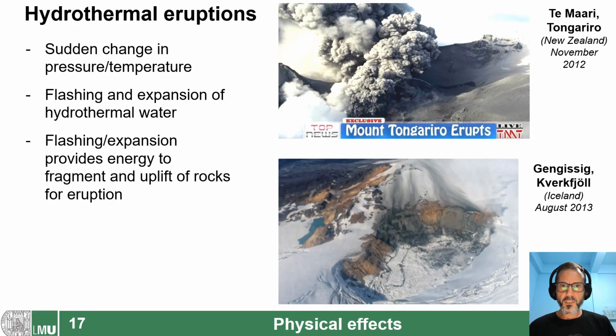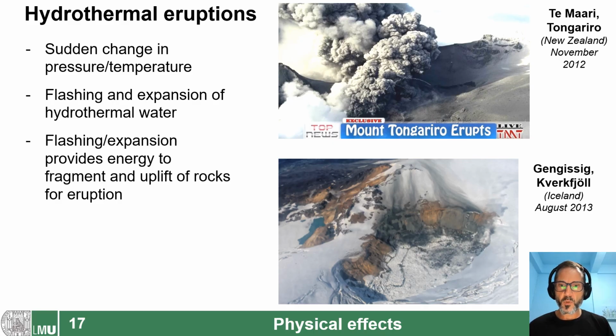The most dramatic consequence of perturbation in geothermal areas is the occurrence of hydrothermal eruptions. These eruptions are usually triggered by sudden changes in pressure or temperature, causing the hot pressurized water within the aquifer to flash into steam and expand. The energy associated with this steam expansion can overcome the strength of surrounding rocks, fragmenting and ejecting them.